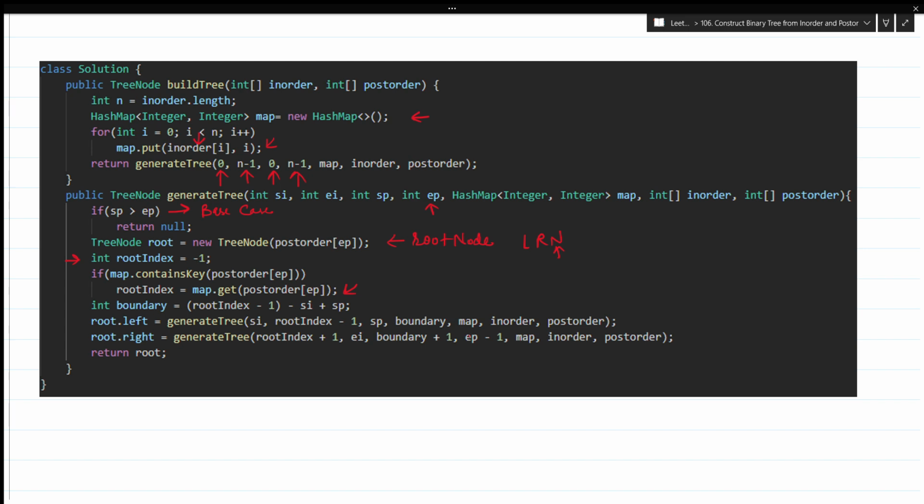Okay. Then I go to my left subarray and my right subarray, where I change the parameters here: SI to root index minus 1, SP to boundary. And for the right subtree, my starting index in order will be root index plus 1, and the ending index will be EI only. But in the post order array, my starting position will be boundary plus 1, the boundary we created here with the same formula we discussed above, and EP minus 1. Because why not EP? Because EP is my root node.